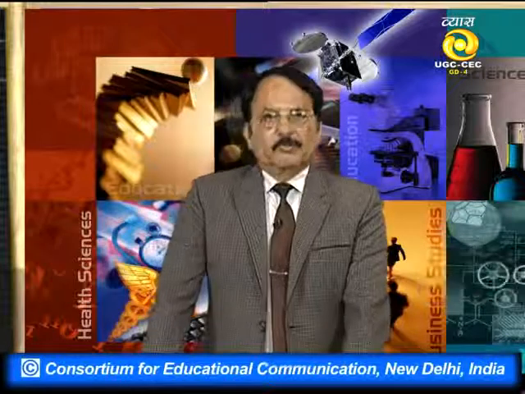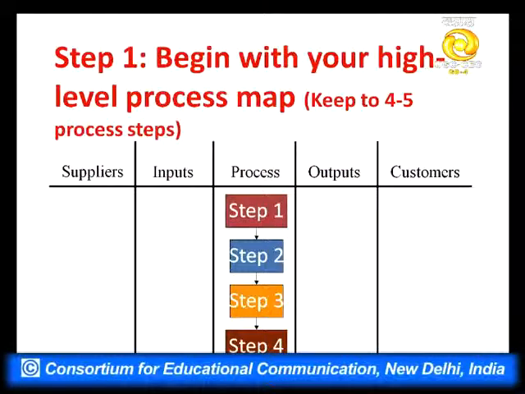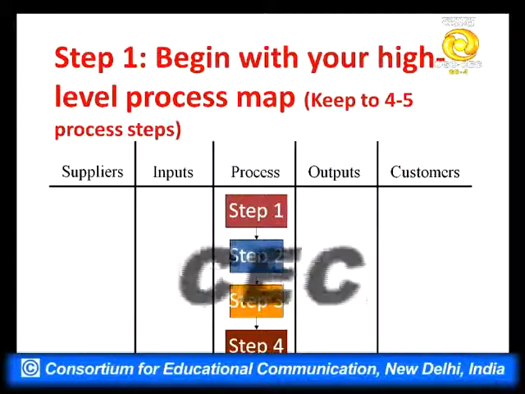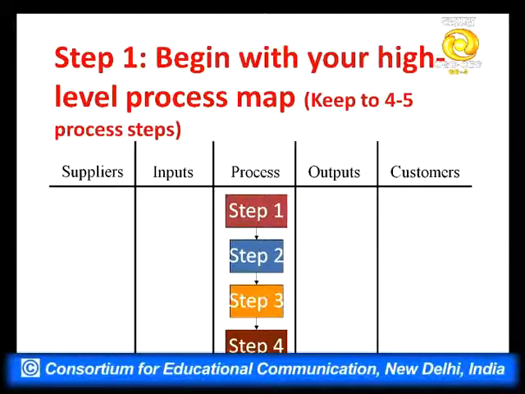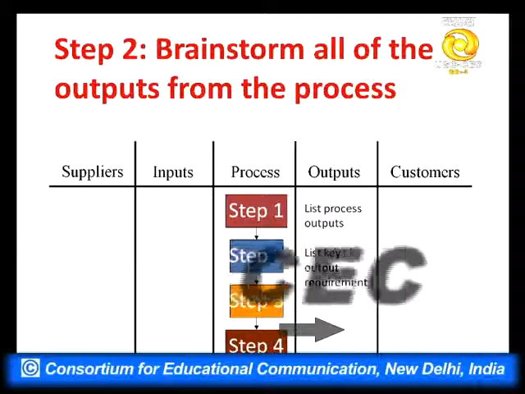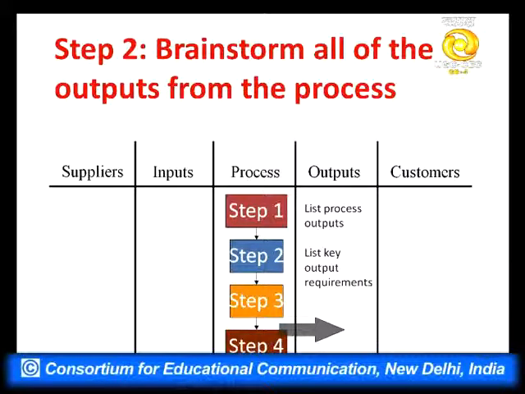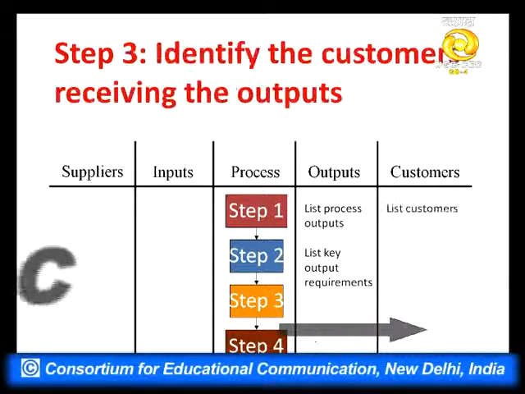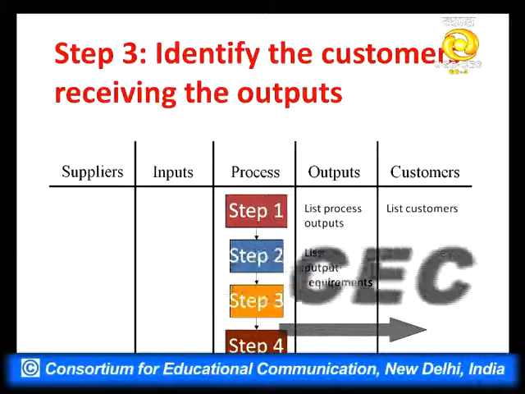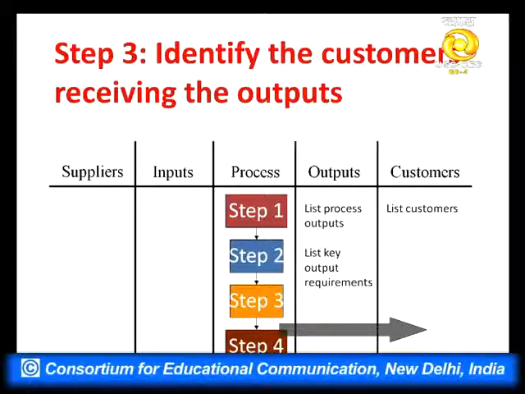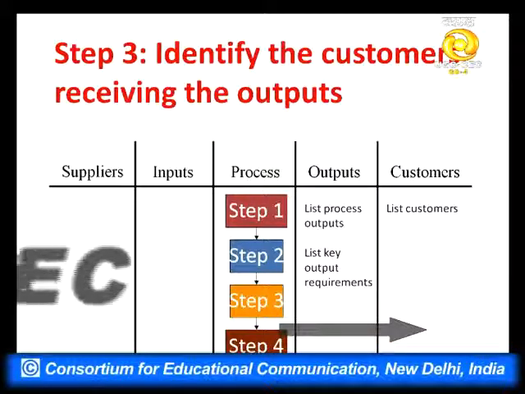Here again you will have to begin with the high level process, may keep 4 to 5 process steps only. I am repeating the same process, how to draw the SIPOC diagram. Maybe the process covers step 1, step 2, step 3 and step 4. And list process outputs, list key output requirements, and this is part of the outputs. And then list the customers, who are the customers, maybe internal customers and external customers, and those are to be listed in the column where customers are mentioned.